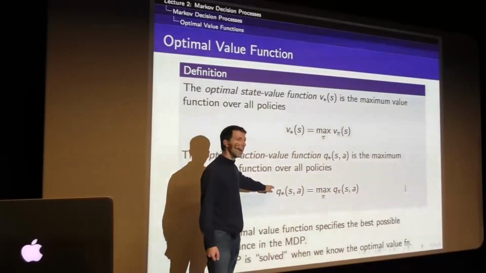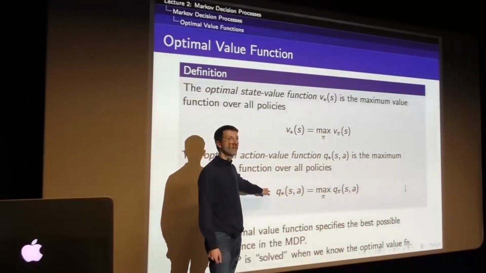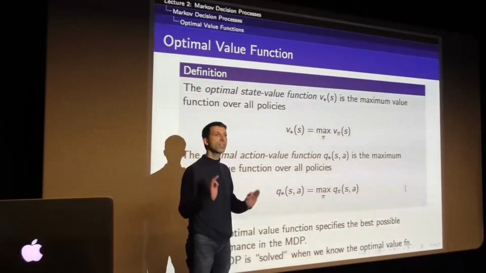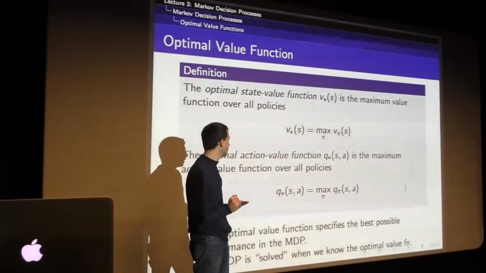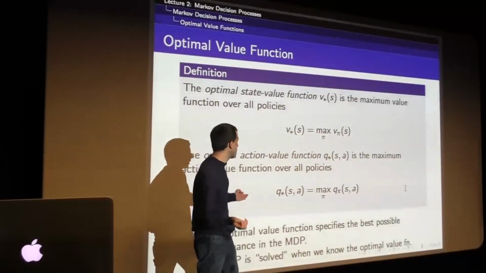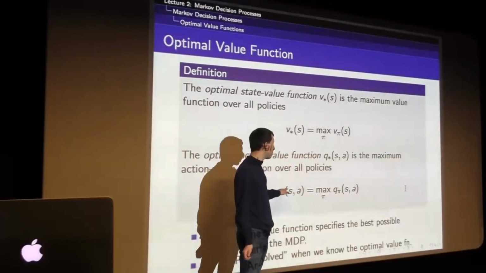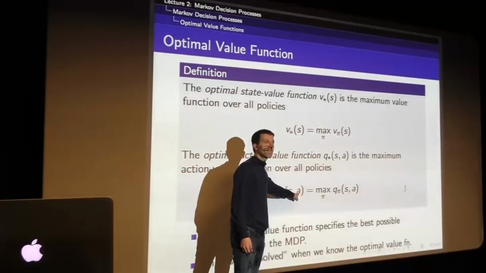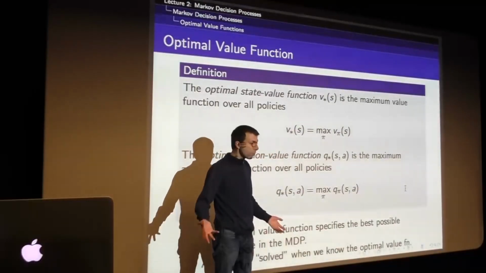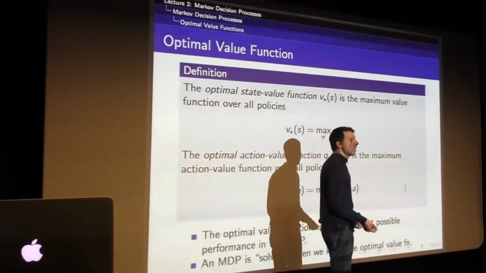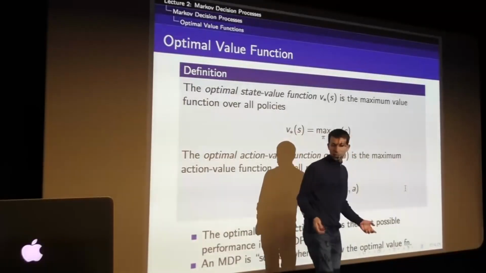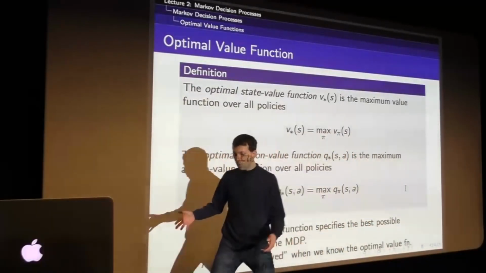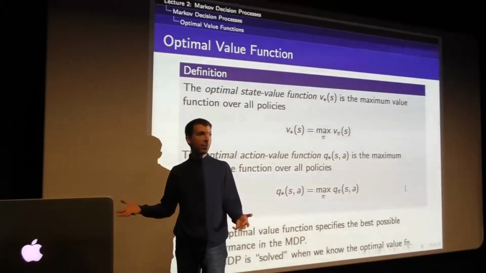And what's really important about this is that if you know Q star, then you're basically done. If you want to know the optimal way to behave in your MDP, what would you do? Well, if someone told you the maximum possible amount of reward you could get over all policies, given every action that you might take. So this is basically telling you, under all different ways you could behave, if you go left, you might get 70 units of reward. But under all different policies, if you go right, you can get 80 units of reward.